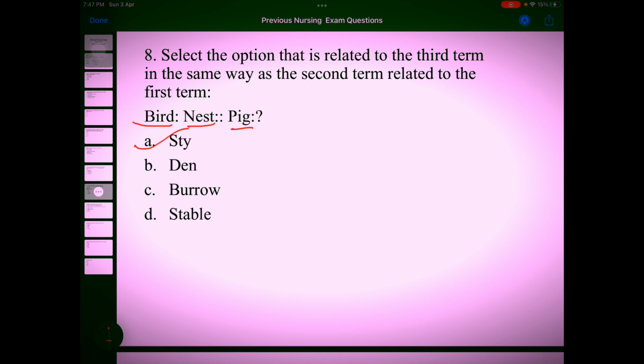Pigsty is the place where pigs are kept or where pigs sleep. A nest is where birds stay, and a den is where wild animals like lions sleep. A burrow is the hole in the ground where rabbits stay. A stable is a place where livestock like horses are kept. So the correct option here is option A, that is sty, pigsty.